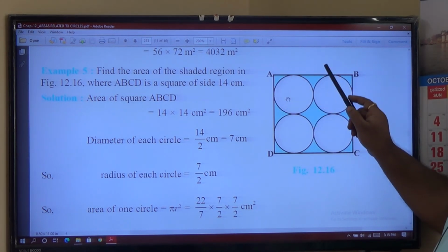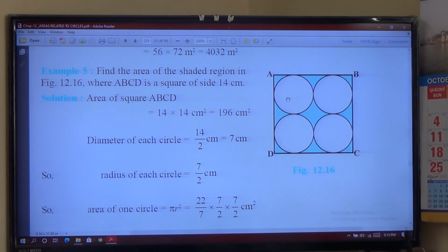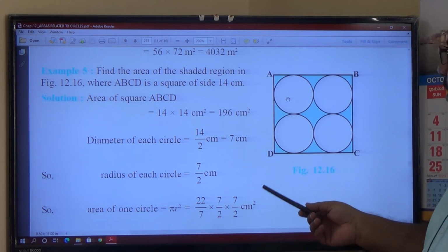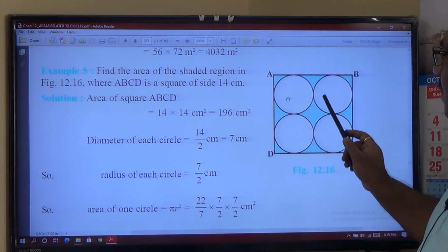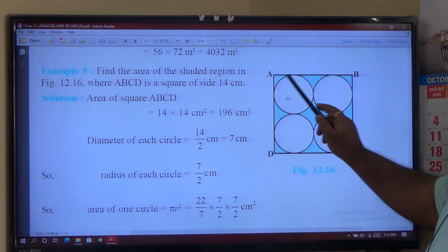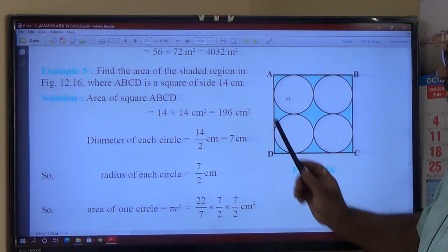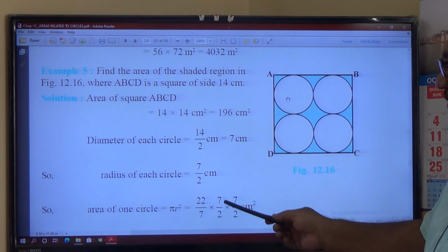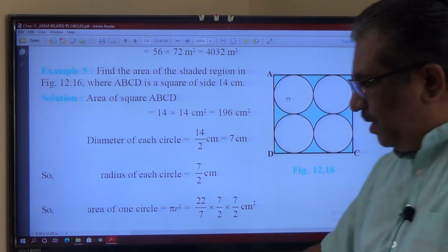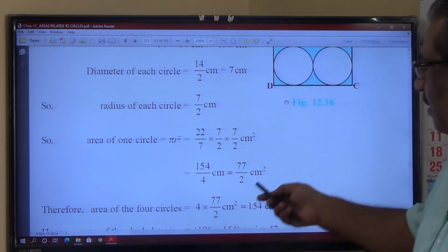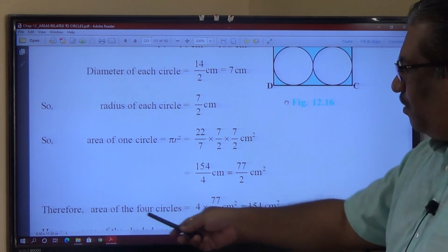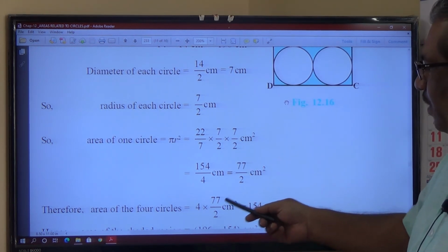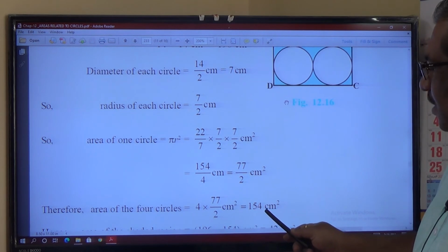So r equals 14 divided by 4. 14 divided by 4 is 7 by 2. Is it clear? Radius of each circle is 7 by 2 centimeter. What is the area of the square? 14 into 14, 196 square centimeter. And area of one circle, here it is given. If you calculate this one, we'll see that it is 77 by 2 square centimeters. But there are 4 circles. So total area of the 4 circles is 77 by 2 into 4 circles, which is 154 square centimeter.